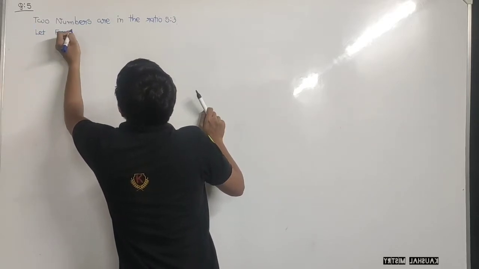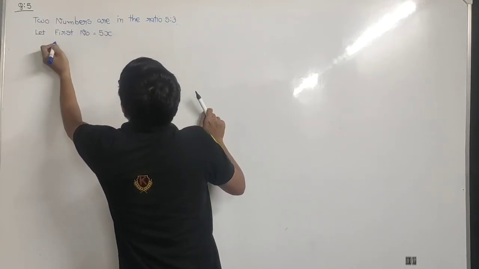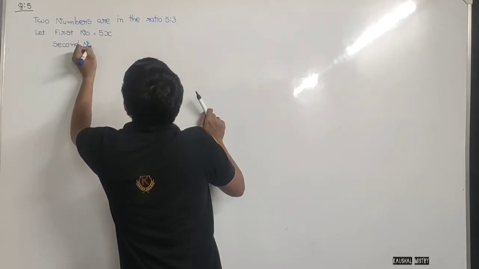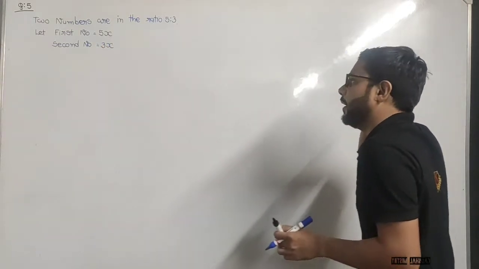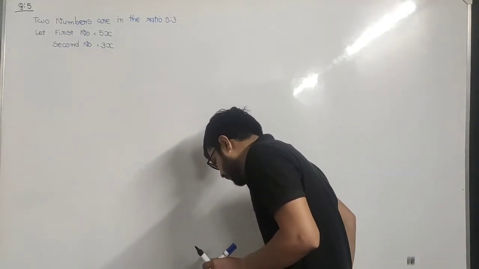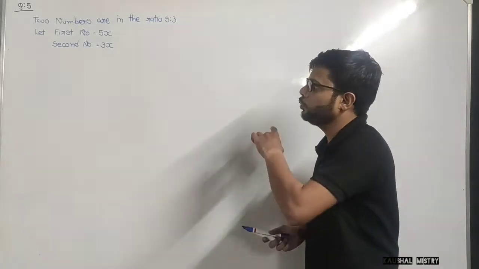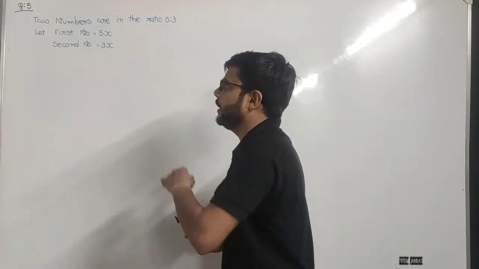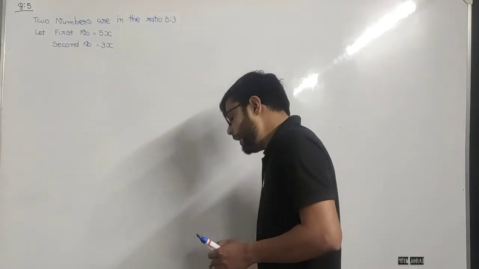So let the first number be equal to 5x and the second number be equal to 3x. So the first number is 5x and the second number is 3x. Now if they differ by 18, what are the numbers? That means these two numbers differ by 18. What are the numbers, right? That means the difference between these two numbers is equal to 18.